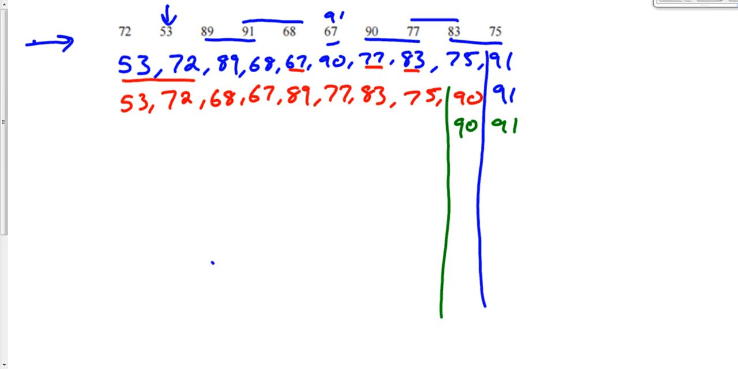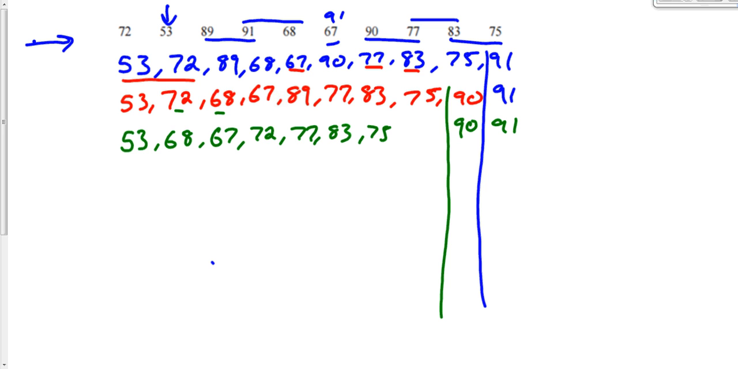Okay, now we compare 53 and 72. So 53 is below 72 anyway, so we don't swap there. We then compare 72 and 68, so we're going to do a swap. We then compare 72 and 67. Then compare 72 and 89, so 72 is less than 89, so that goes there. Then compare 89 and 77. Then compare 89 and 83. Then compare 89 and 75.